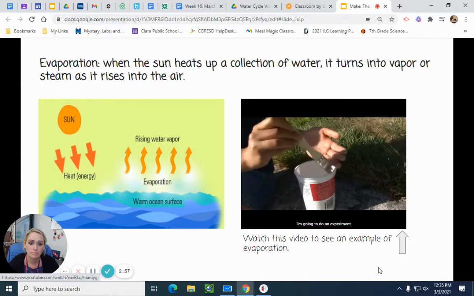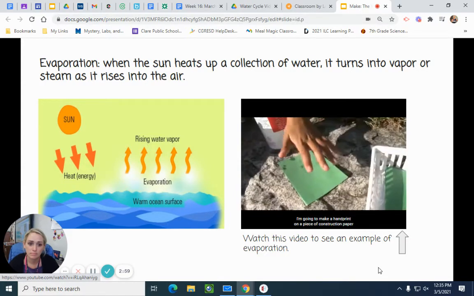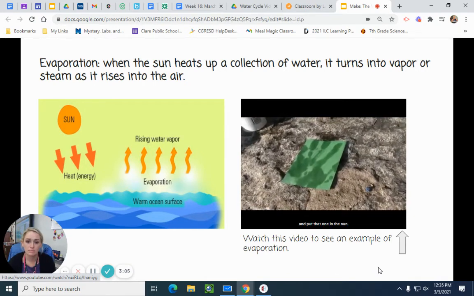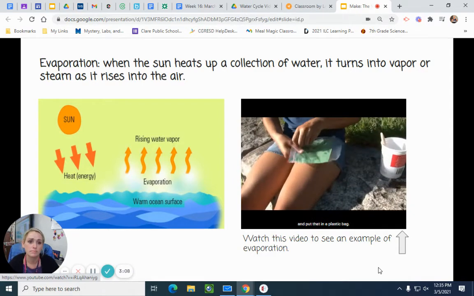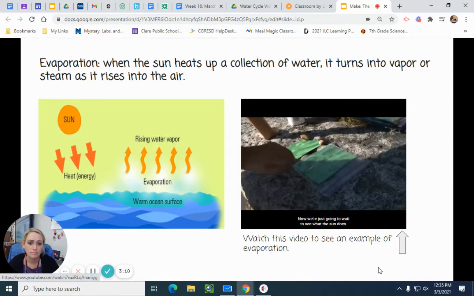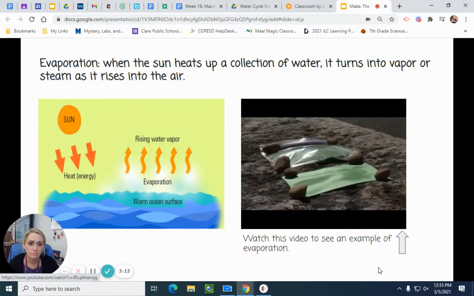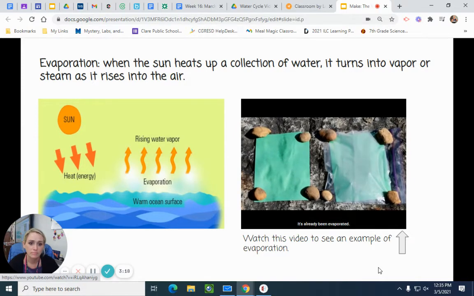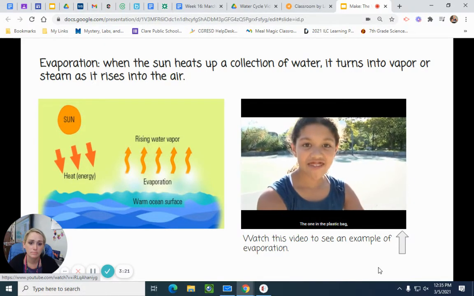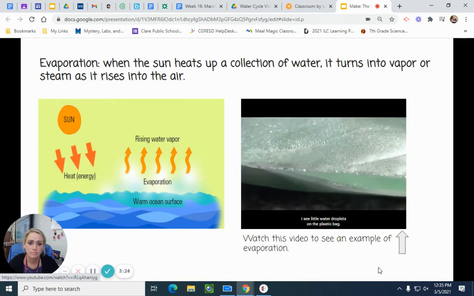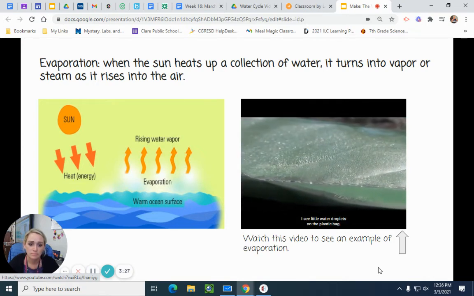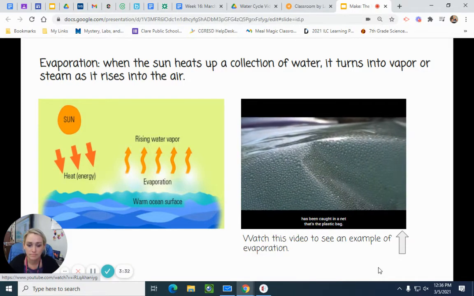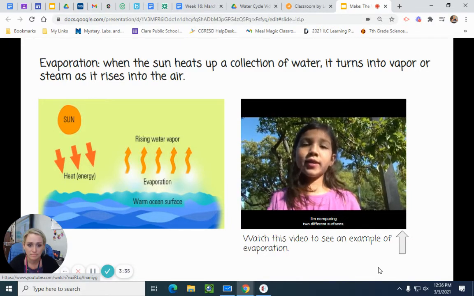I'm going to do an experiment to show what happens when water evaporates. I'm going to make a handprint on a piece of construction paper and put that one in the sun. And then I'm going to make another handprint and put that in a plastic bag. Now we're just going to wait to see what the sun does. It's been about 5 minutes, and the one that was just in the sun, the water's just gone. It's already evaporated. The one in the plastic bag, I see little water droplets on the plastic bag. It's almost as though the water vapor has been caught in a net. That's the plastic bag.